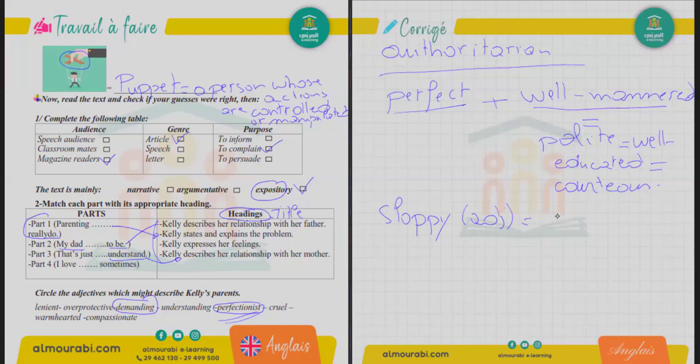This girl, according to the mom, of course, is a careless girl. Careless, that's it. Careless girl. Thank you, careless. She's careless. She doesn't care. She's unorganized. She's an untidy girl. She's sloppy. She's careless. Good.